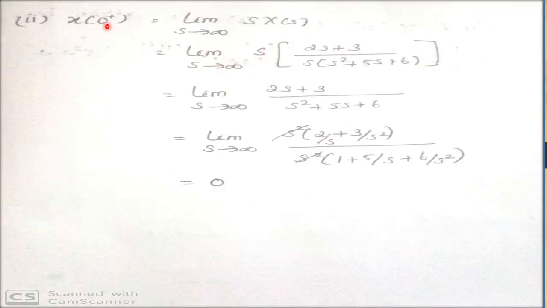Second problem, x of 0 is equal to limit s tends to infinity s into X of s. So you have to substitute here, then you have to apply the limit. Just simplification. In the numerator, you have to take s square outside. So you will be getting 2 divided by s plus 3 divided by s square. Denominator also s square. So 1 plus 5 by s plus 6 by s square. Now we have to apply the limit. s tends to infinity. So you will be getting the answer as 0.